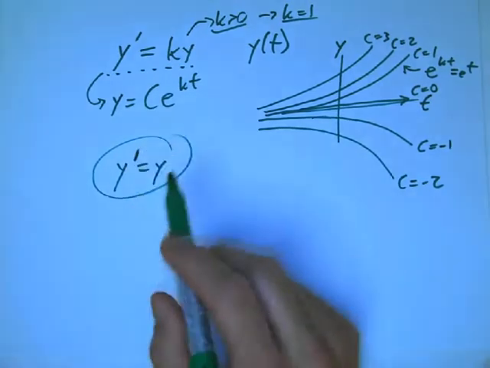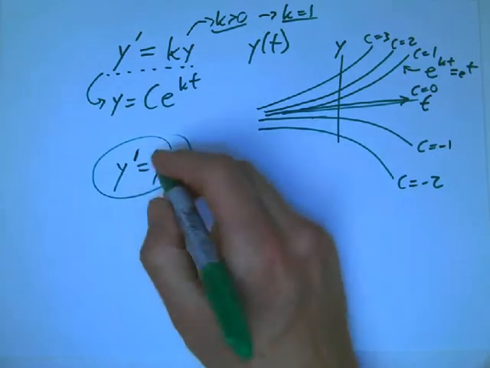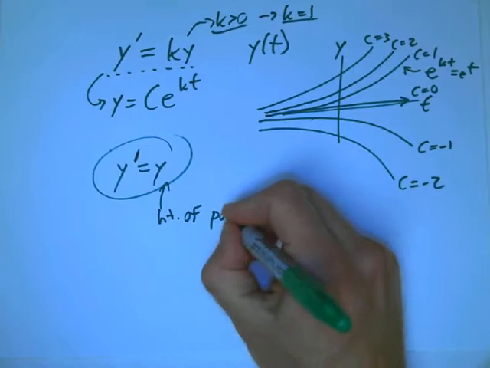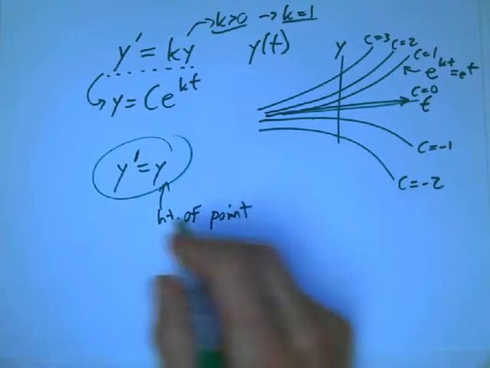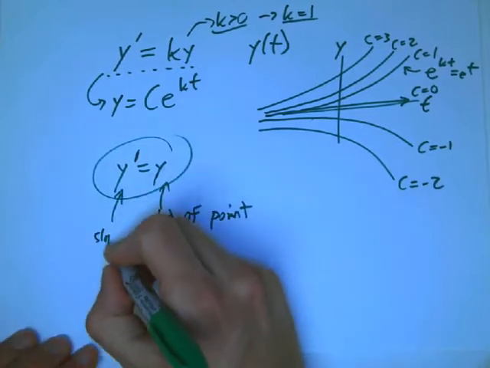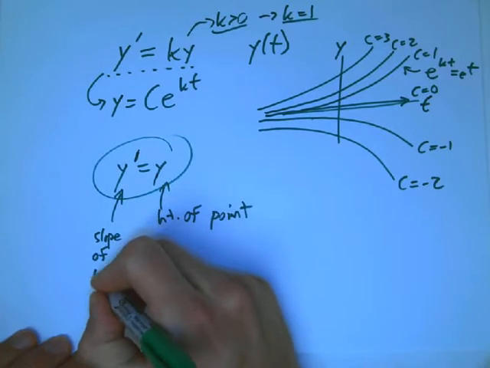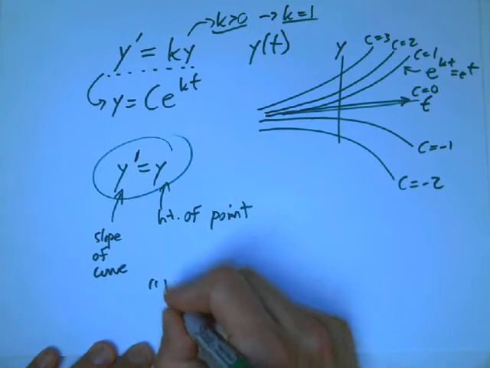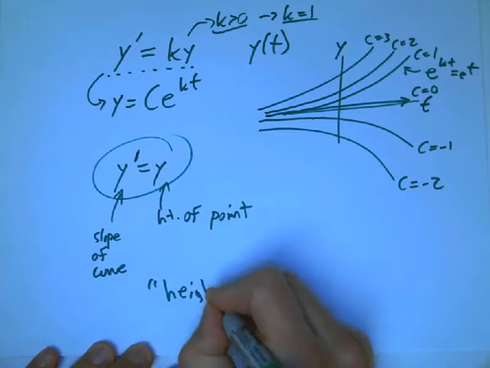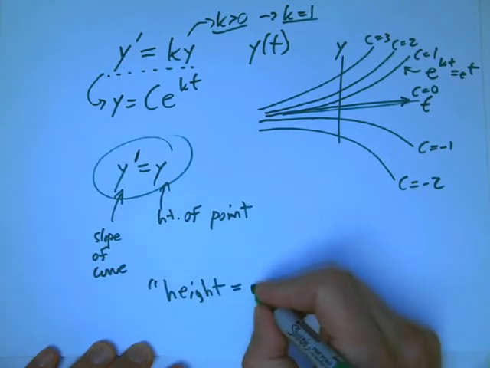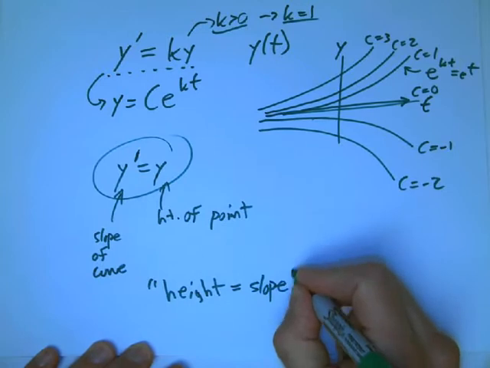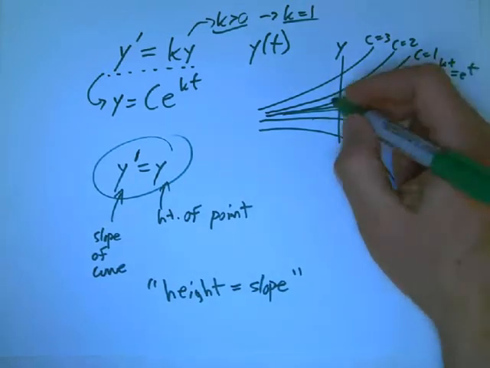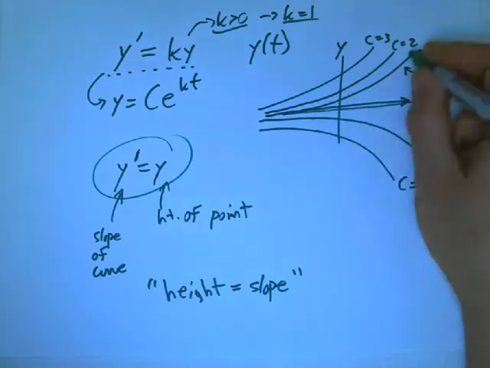with k equals 1? It's really important to remember that these have geometric meaning. Y is the height of a point in the plane above the x-axis, and y prime is the slope of the curve that's supposed to go through that point. So this equation says I'm looking for a curve that always satisfies this very special relationship: height equals slope. Let's see if that makes sense.